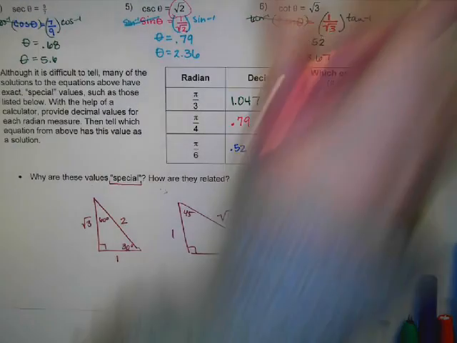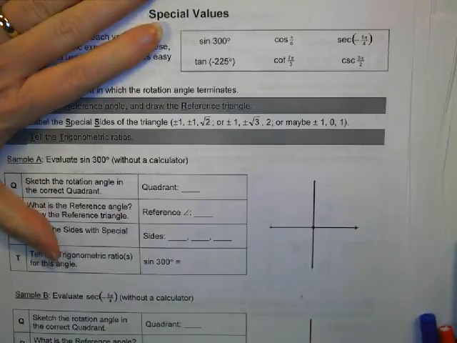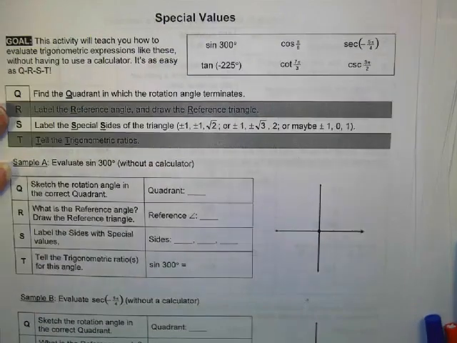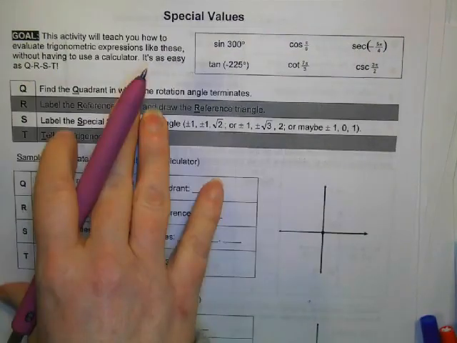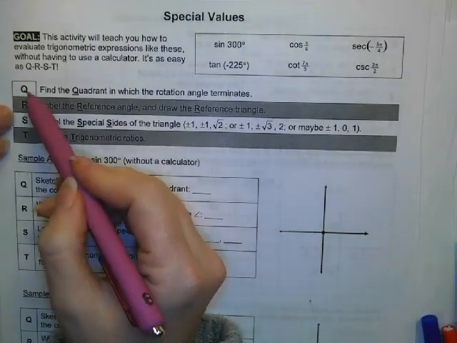All right, so here we go. We are going to figure out how to find the special values without a calculator because we don't want decimal answers. We want exact values. They say that it's as easy as QRST. If you can remember, these are the steps, QRST.